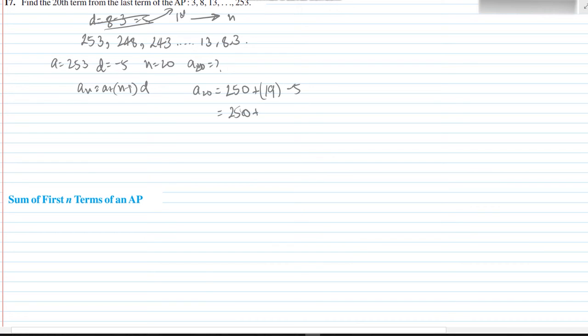So 27 into 5 is 135, so it will be 253 minus 135, which is 118. Therefore, the 28th term from last is 118.